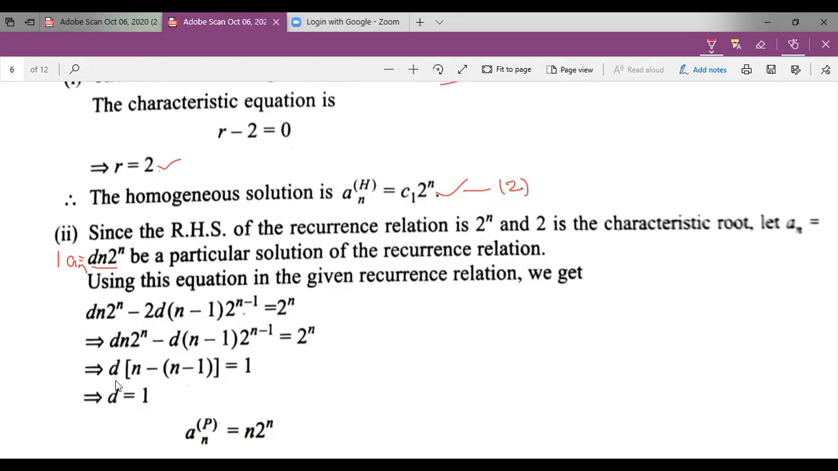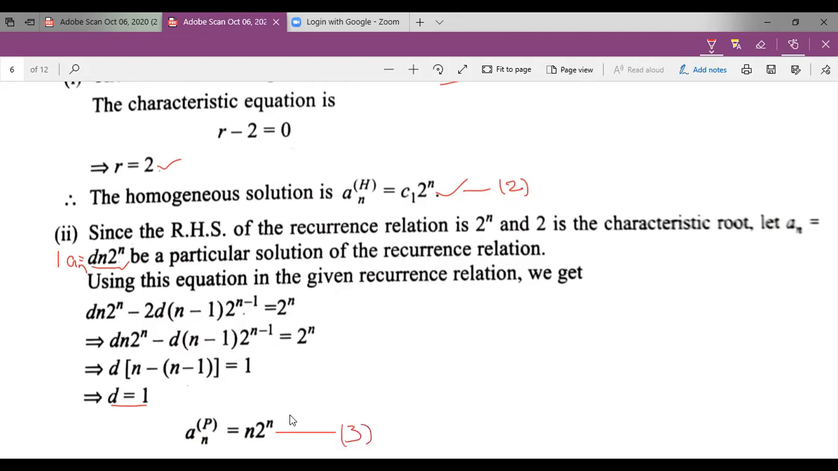2 power n will be common. We get n minus 1 is equal to 1, so d is equal to 1. So we substitute the d value in this solution. So a_n^(p) is equal to the d value 1, remaining is n into 2 power n. So let it be equation 3.